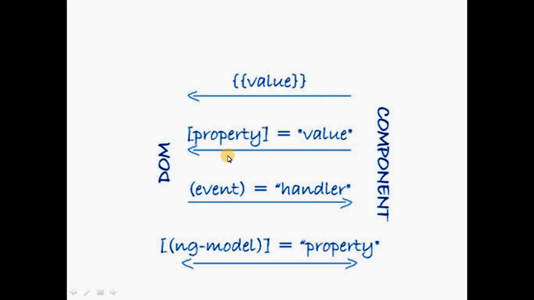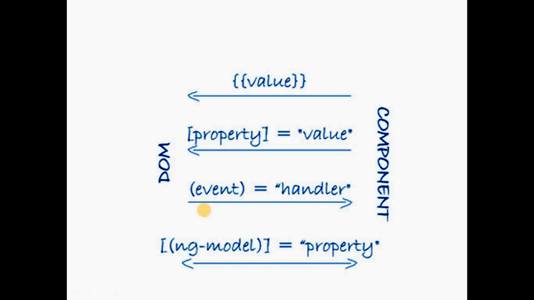Property binding is nothing but binding the DOM element property with the component property. For that, we have the square bracket syntax. Inside that, we write our DOM element target property, like in an image, src or value. We write the property of the DOM element inside the square brackets, and assign our component property to it. Okay, so that is also one direction, from component to the DOM element.